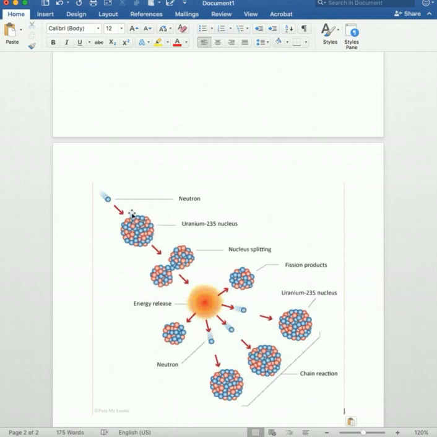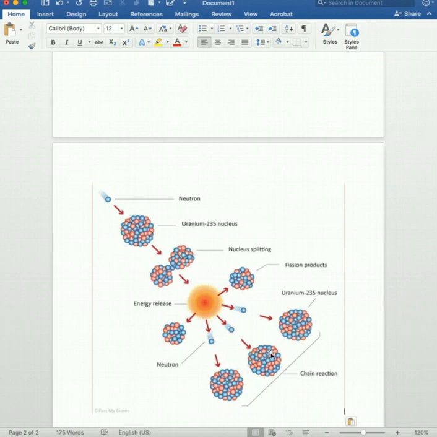Now, 1 neutron splitting 1 nucleus can lead to 3 nuclei being split. And if those 3 nuclei all then have these 3 neutrons coming out, then you go from 1 to 3 to 9 and so on. And every time you have a fission, a splitting, because fission means splitting, you release energy. So you have 1 lot of energy, 3 lots of energy, 9 lots of energy. So you can see how this reaction is getting faster and the energy release is rising exponentially.